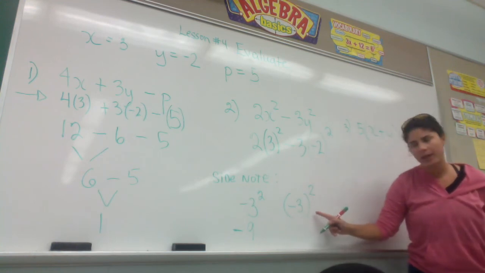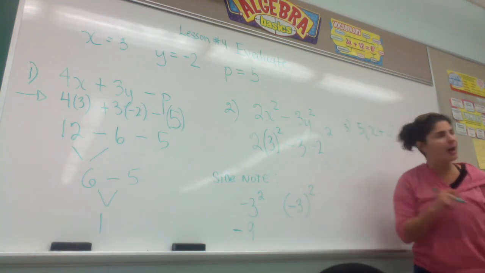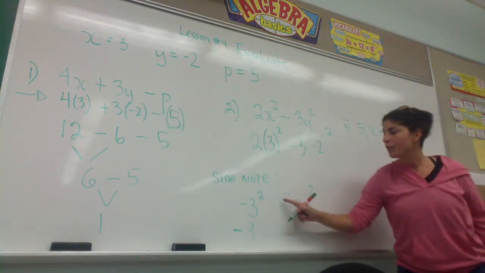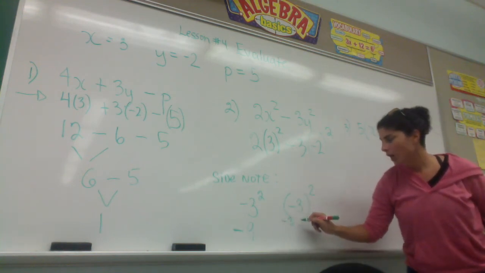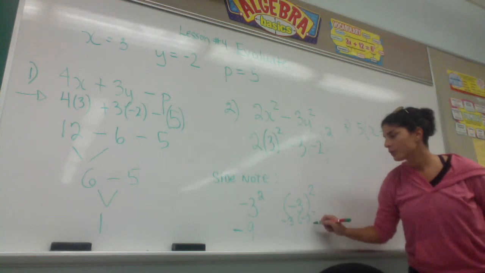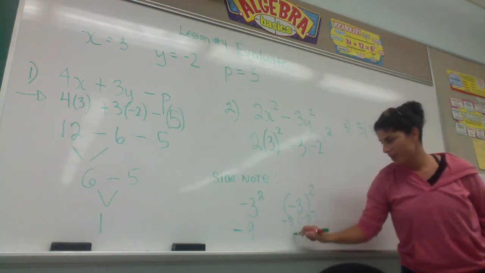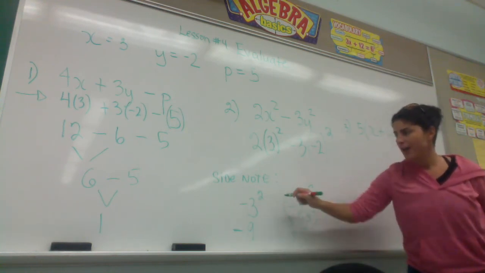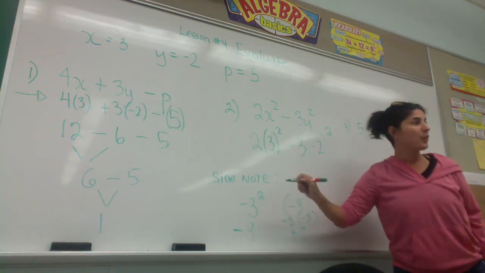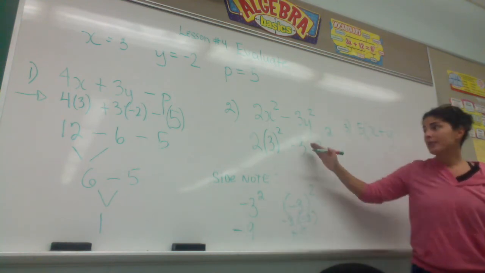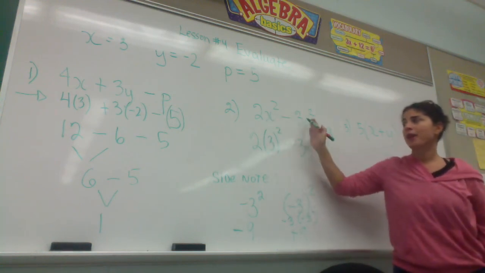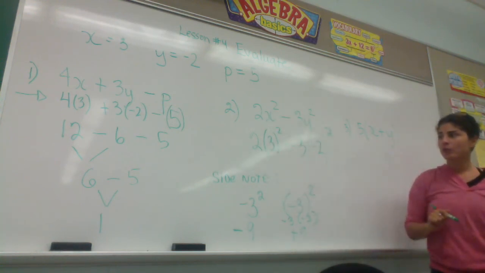But check this one out. This one is saying that the power of 2 belongs to the -3. So it's actually -3 times -3, which now becomes a positive 9. Very different whether I have brackets or no brackets. So in these cases, they will always have brackets because we replace the variable with the brackets.